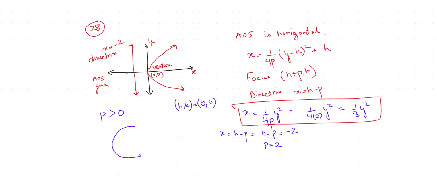Okay, and the directrix was to the left of the vertex. So the focus will be to the right of the vertex, 2 units right. So the focus will be here at (2, 0). But again, if we find it with the formula, it will be (h plus p, k). So h was 0, p is 2, and k is 2. So what we got was correct.